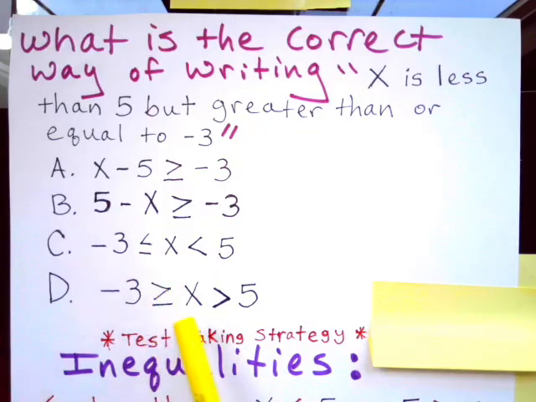That's the way you know you can eliminate A and B. Now you can just guess C or D. You got a 50% chance of guessing that answer right.